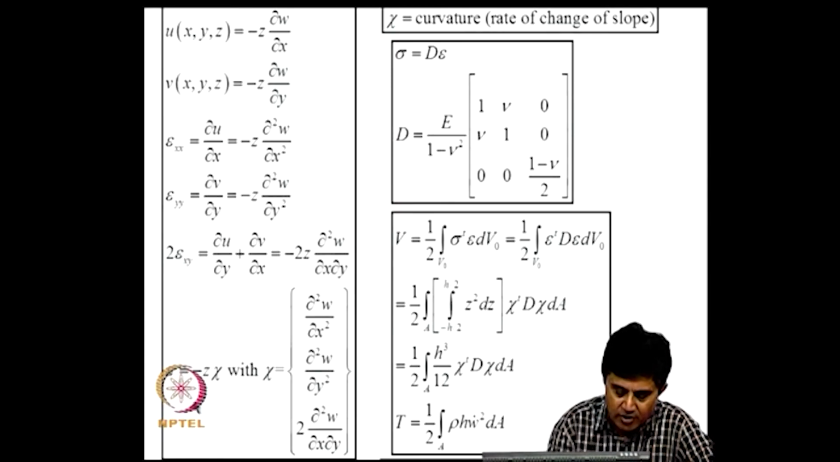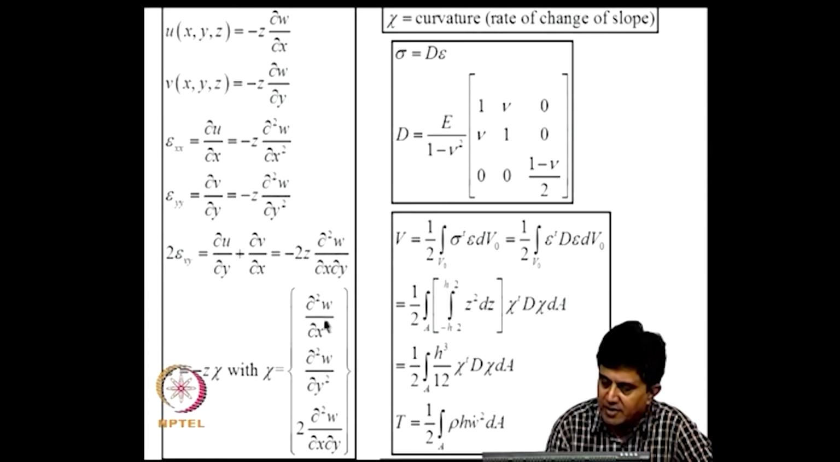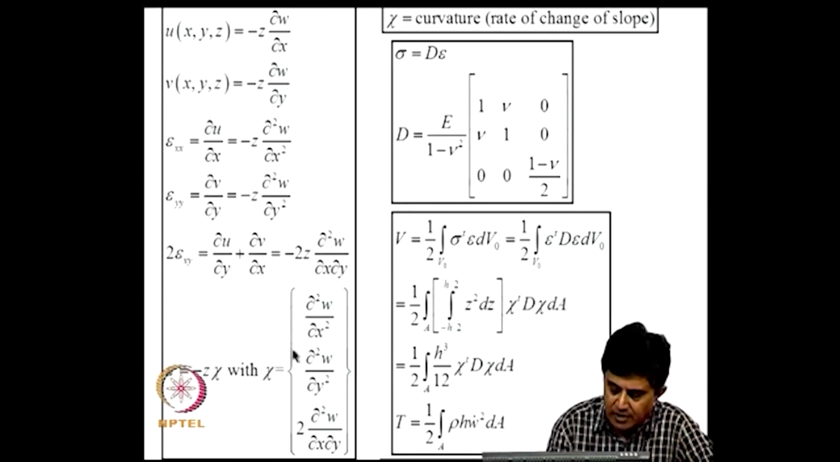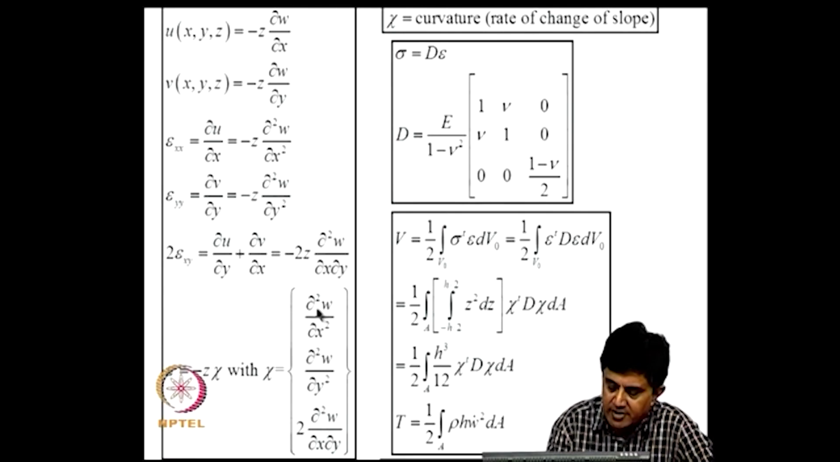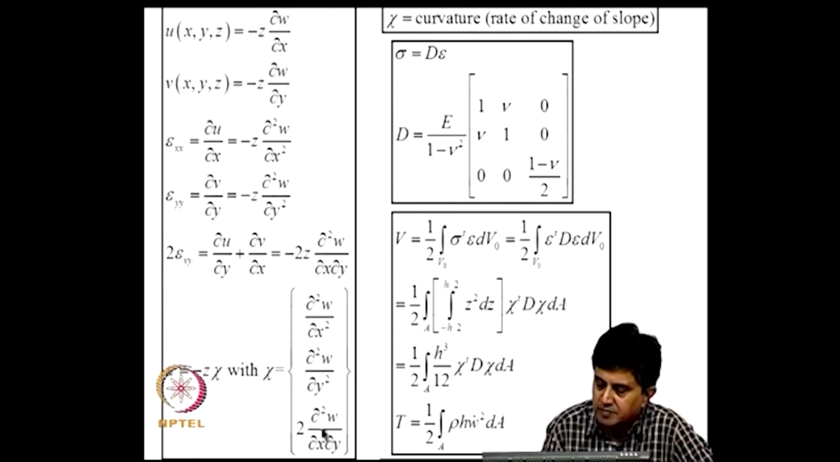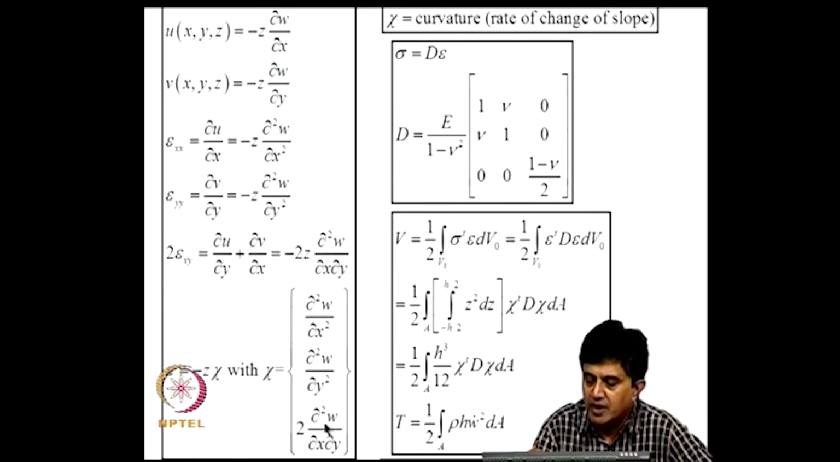So we write now the strain in terms of this curvature, curvatures are rate of change of slopes, dou square w by dou x square, dou square w by dou y square and dou square w by dou x dou y, and we define epsilon as minus z into chi, where chi is the vector of curvatures as defined here. Now sigma is D into epsilon and D is this matrix. So we are now ready to write the expression for strain energy and kinetic energy.